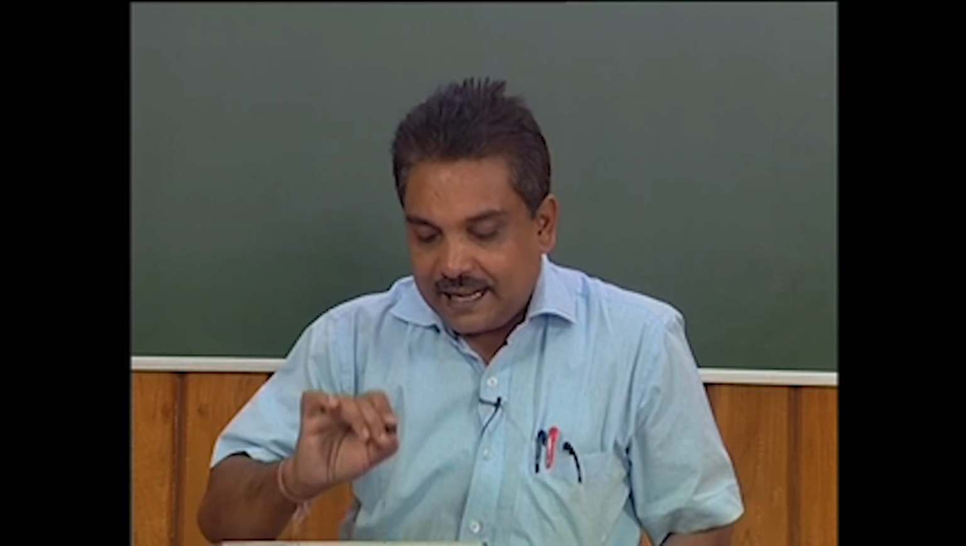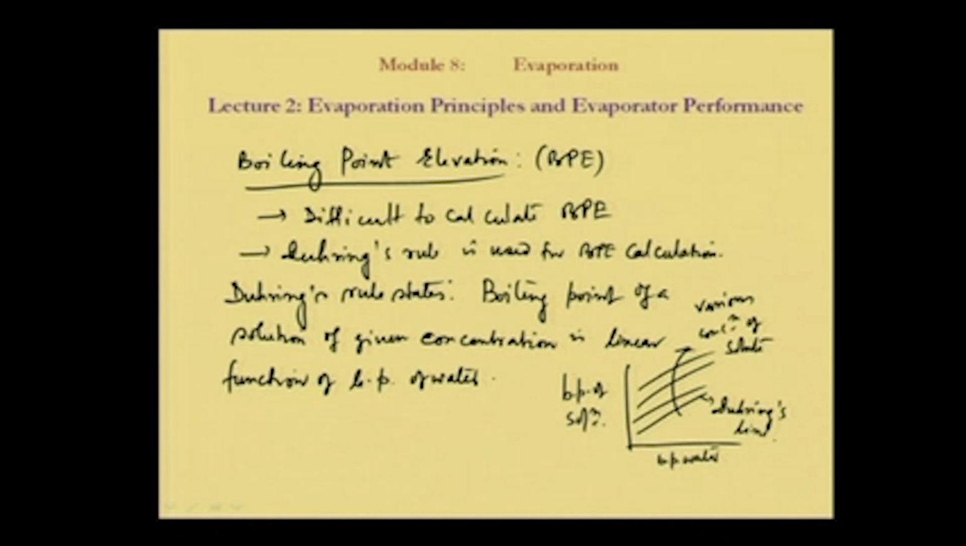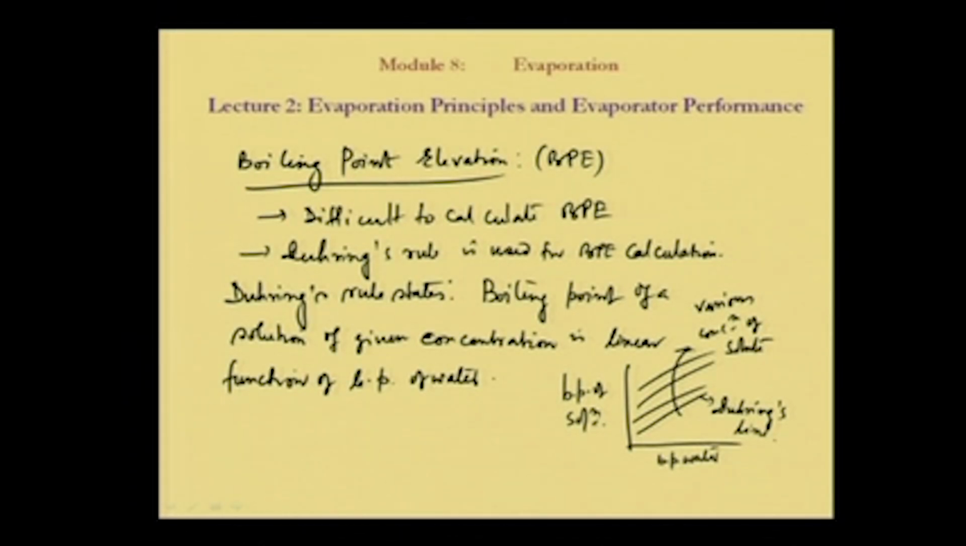So, if we accept Duhring's rule, that it is a linear function, and if we have, for at least 2 concentrations, the boiling points of water and the corresponding boiling point of the solution, then we draw a line, fine. This boiling point of water will change because of the pressure of the system, and the boiling point of the solution is also known. Then for other concentrations we can easily find out. Similarly, for other pressures we can find out. Just by knowing that linear relationship, and by knowing some of the experimental data, we can find out the other values by using Duhring's rule.